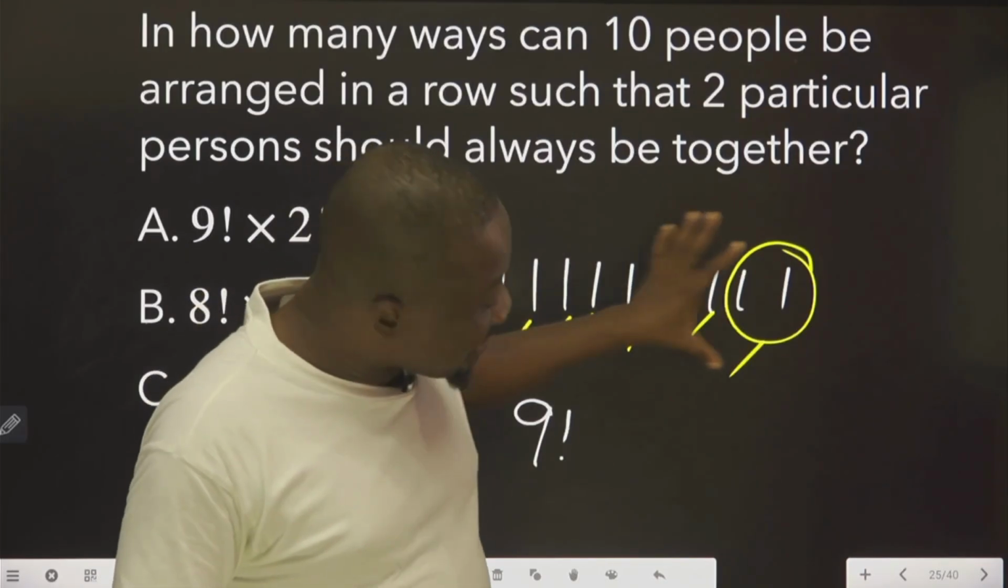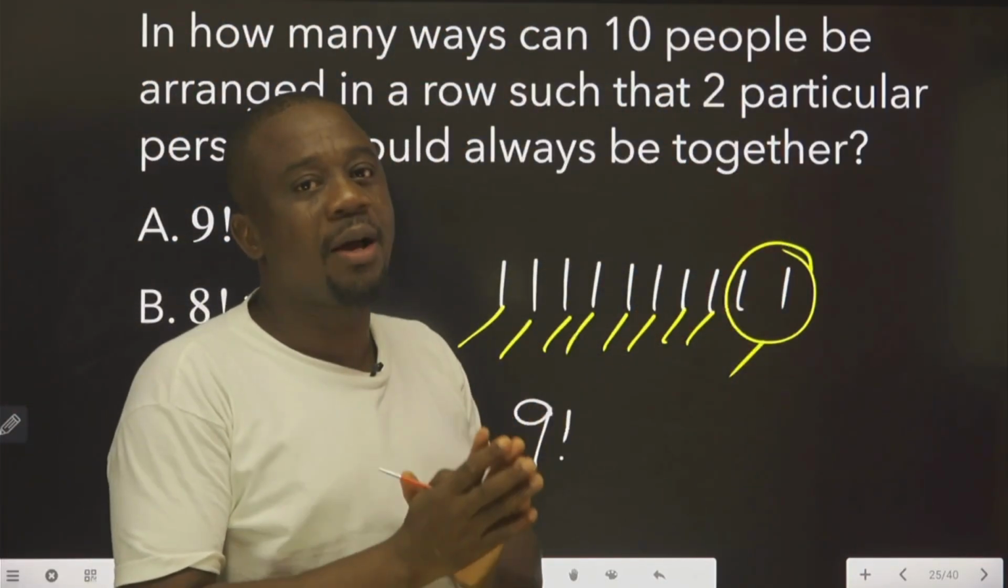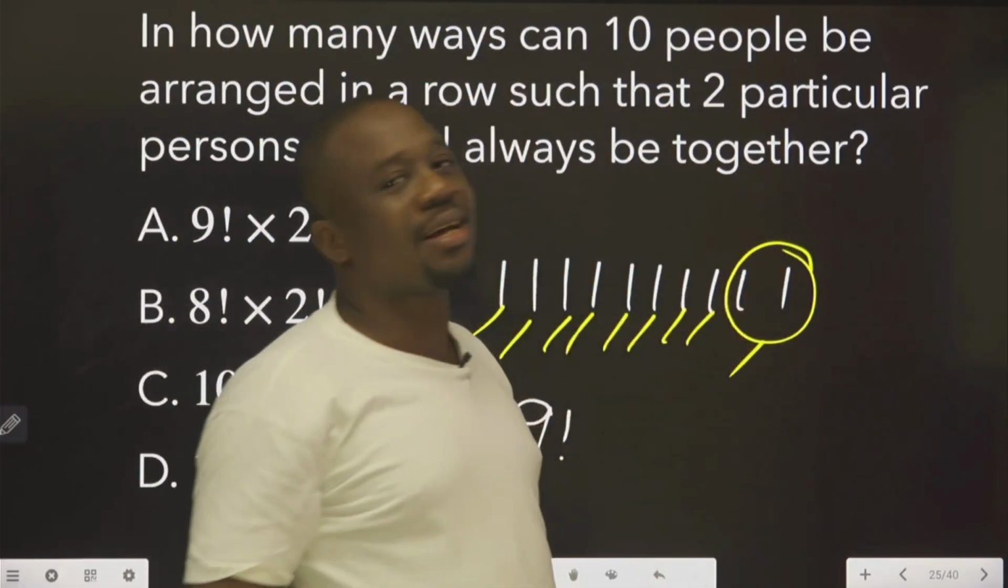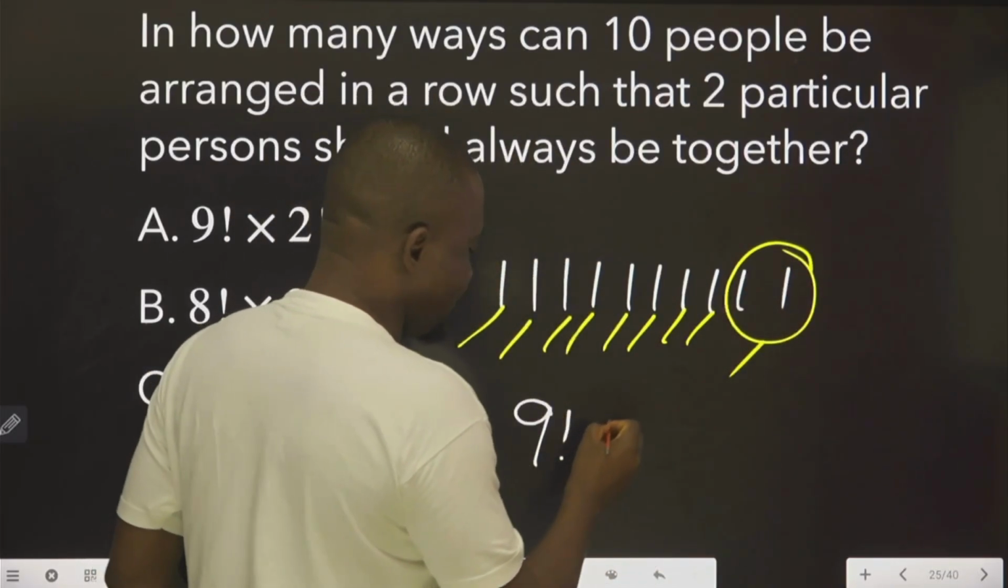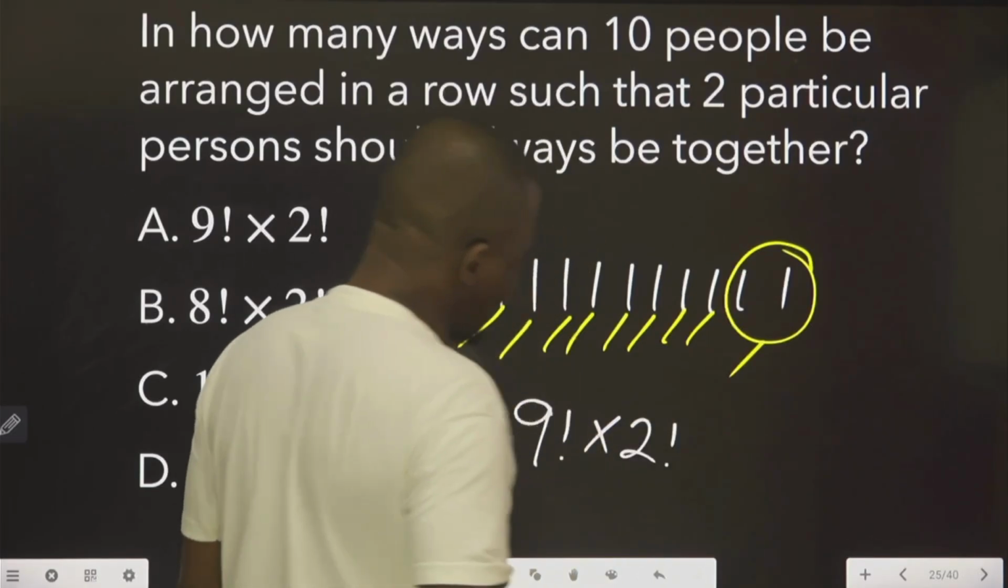We are factorizing them all together. But we still need to go inside here to factorize 2 of them. That is multiply by 2 factorial. A is the answer.